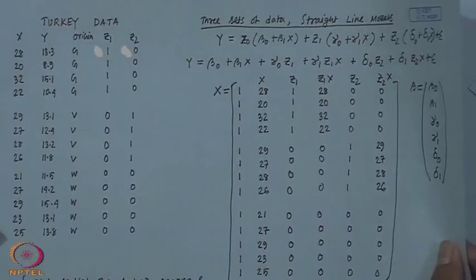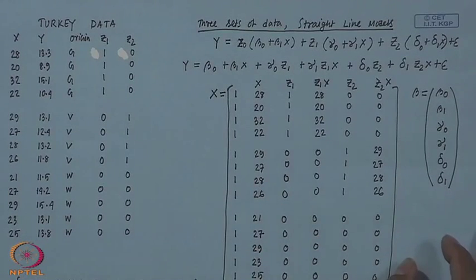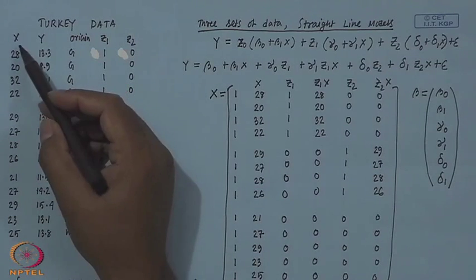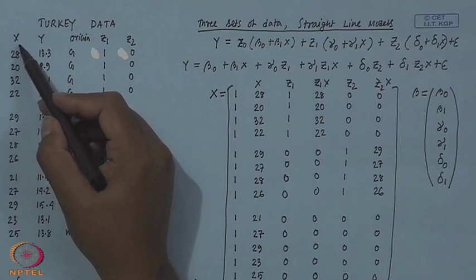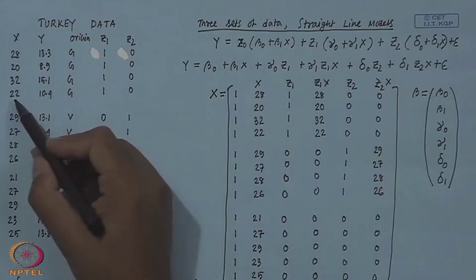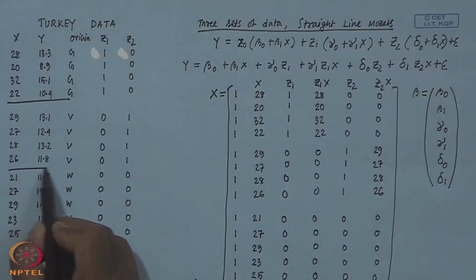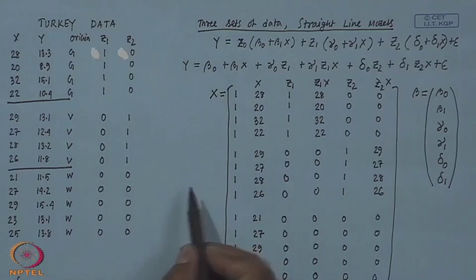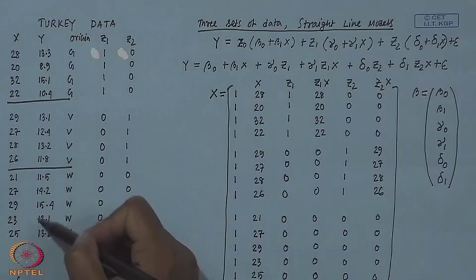So, here is the Tarki data we had, and y is weight in pounds, x is age in weeks, and they are from three different origins. Well, so we have three sets of data and we are trying to fit a straight line model for the three sets.